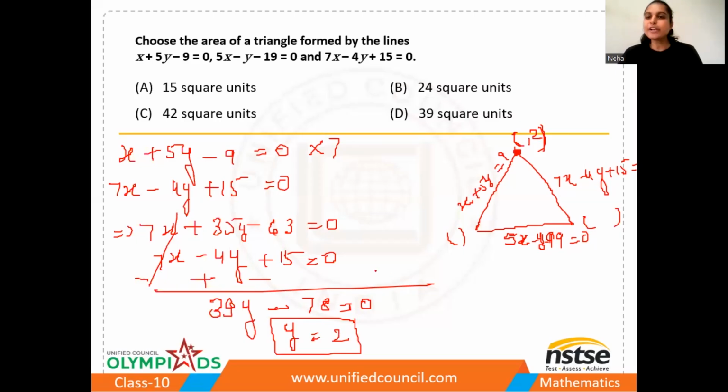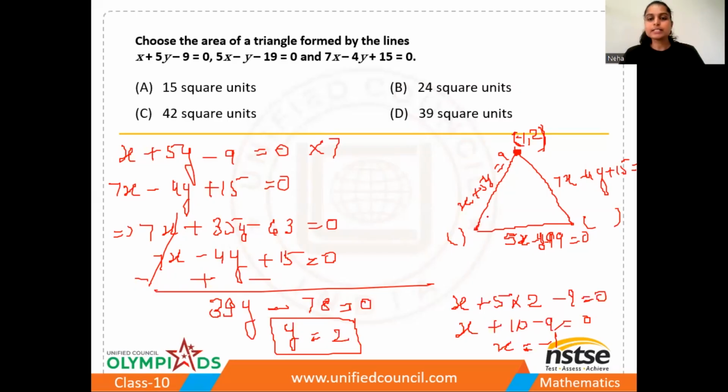I can just put the value of y in the equation number 1. So x plus 5 into 2 minus 9 is equal to 0. That means x plus 10 minus 9 is equal to 0. So this is 1. That means x is equal to minus 1, right? So the x coordinate is minus 1. Now I have the coordinate for one vertex.